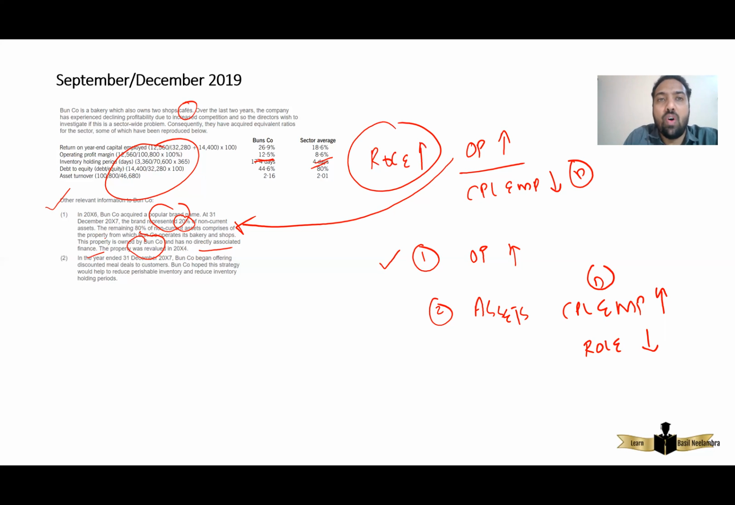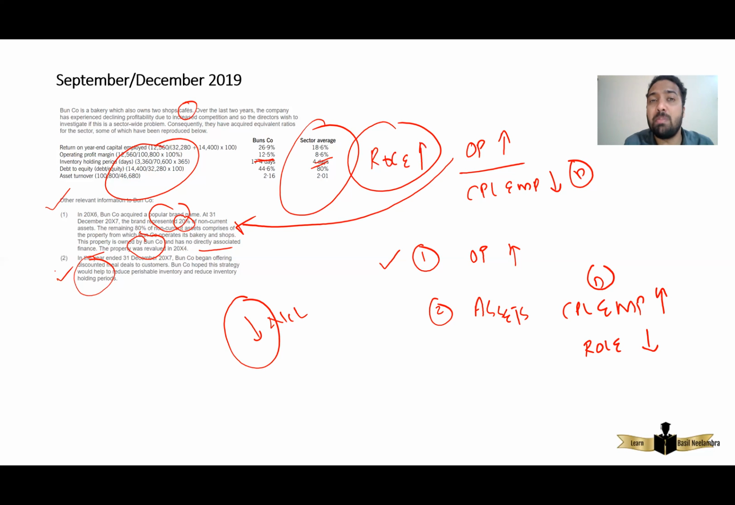If you have been watching my videos, you know there is one more formula: capital employed is equal to equity plus non-current liability. So if you don't have a non-current liability, your capital employed will be lower. So your ROCE might be much higher. Maybe other organizations in the sector might be running on property that has been financed through a lease, maybe through a bank loan, we don't know. And in the year ended 31st December X7, Bunge began offering discounted meals. This might have increased their profits, because that might have brought more customers and thereby increased their profits.